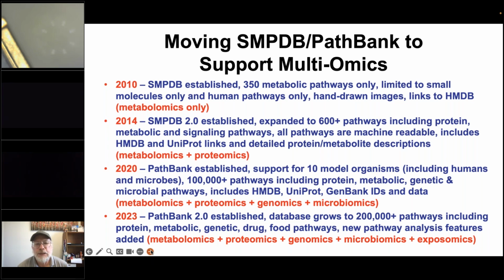PathBank 2.0 will be released later this month. It's expected to have more than 200,000 pathways, and it'll cover the same protein, metabolic, genetic, but also have lots of drug pathways, lots of food pathways, a bunch of new pathway analysis features. So again, this is a trend that has been partly pushed by the community, but also pushed by my own team as we realized that in essence, metabolomics is well suited to support multi-omics queries.